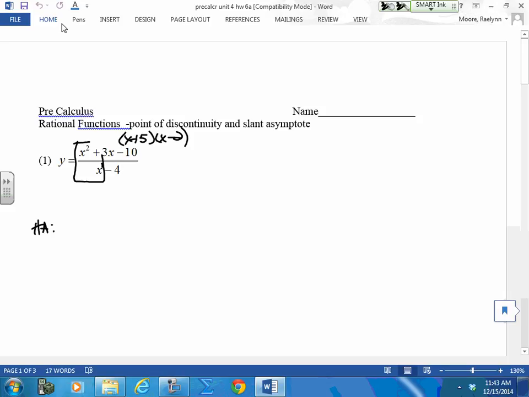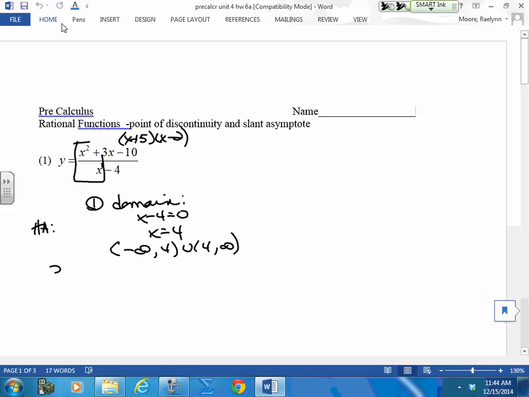I can factor this, right? Can I reduce anything? No. So, I go for my domain. X minus 4 equals 0. X cannot be 4. So I take it out of my domain. Okay. Now, because there's nothing to reduce, there's no point of discontinuity here.